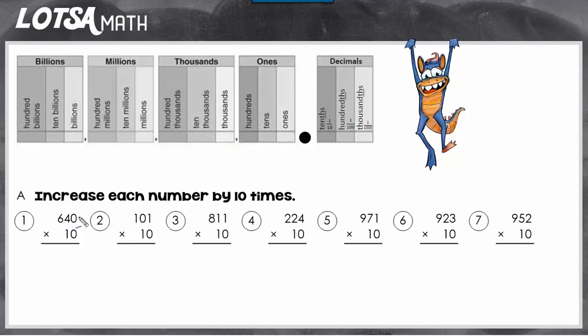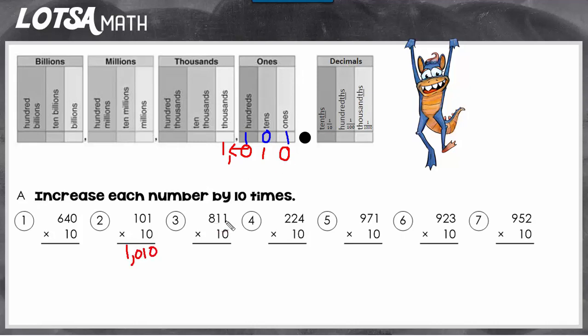So let's look at number 2. Right now we have 101 times 10. So right now we have a 1 in the hundreds place, a 0, and a 1. In order to increase it 10 times or multiply it by 10, all you really have to do is shift every one of these digits into a bigger place value. So we can move this 1 into the thousands place, the 0 into the hundreds place, and the 1 into the tens place. That does leave a blank, so we need to make sure that we add that 0 there as a placeholder, and our value ends up being 1,010.